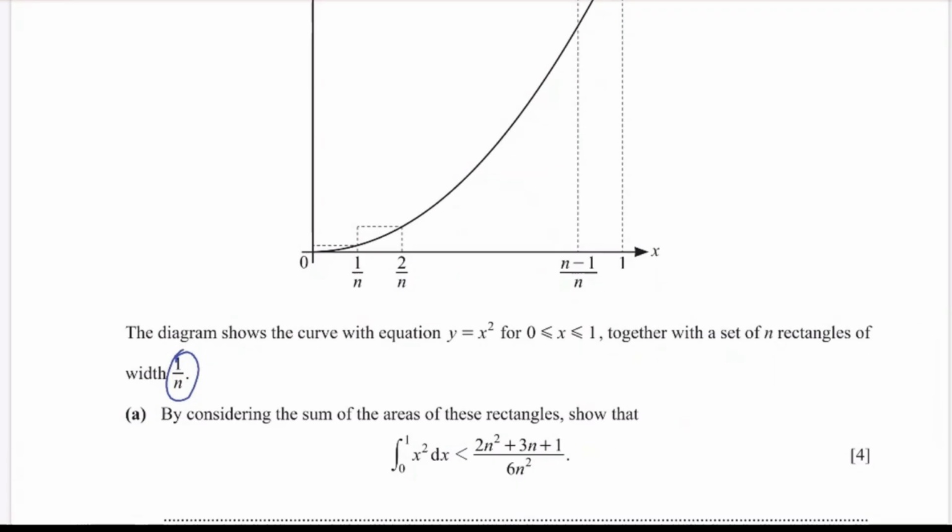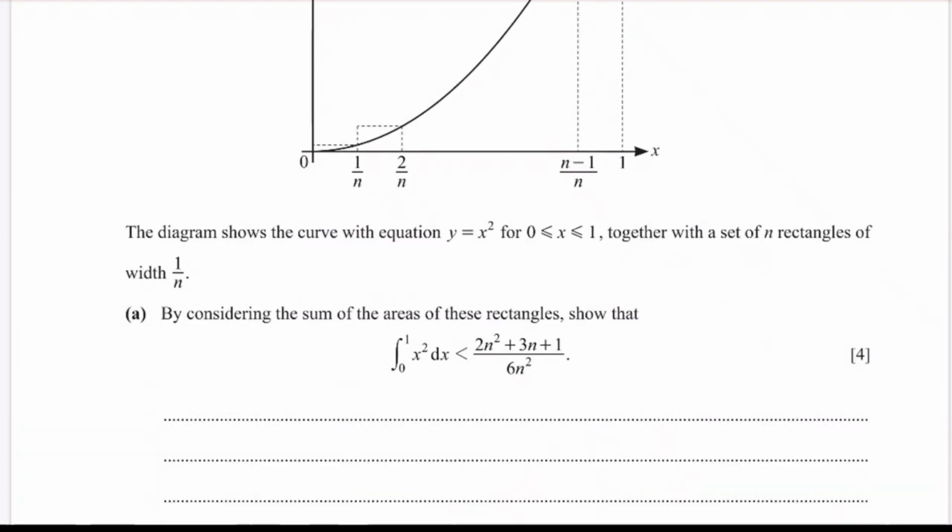So we need to look at part A here. By considering the sum of areas of these rectangles, show that the integral from 0 to 1 of x squared is less than this expression here. So how are we supposed to get this expression? There are a few things that we want to mention.